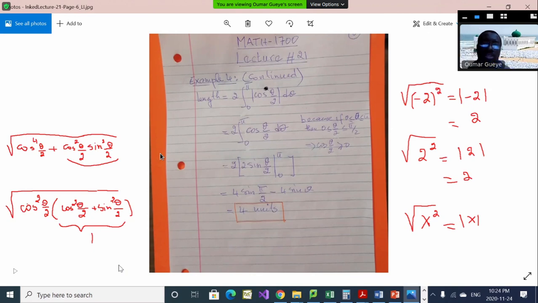We already covered the first topic, which is the length of a curve, and next is the volume of a solid of revolution.